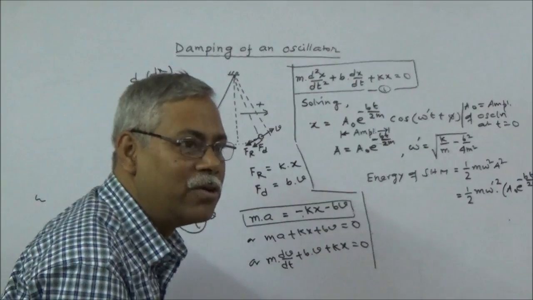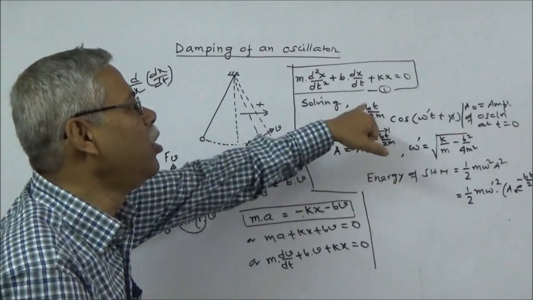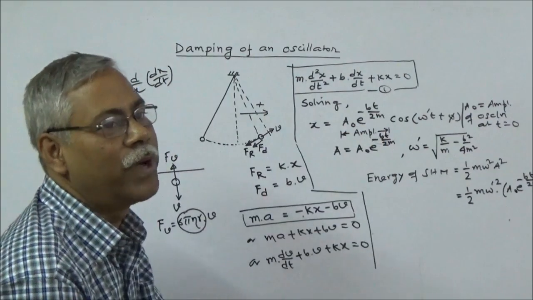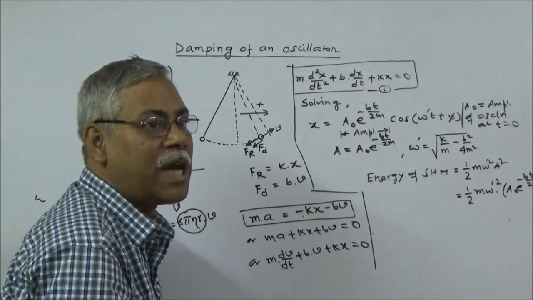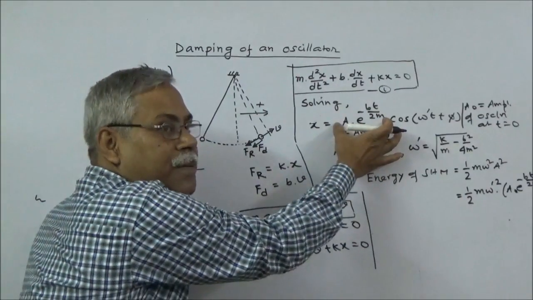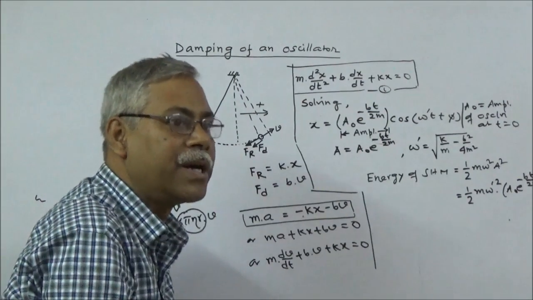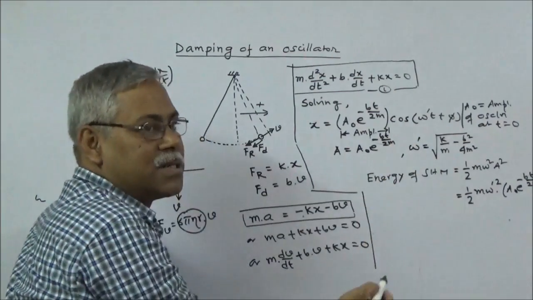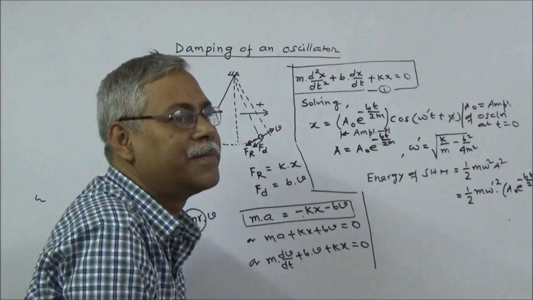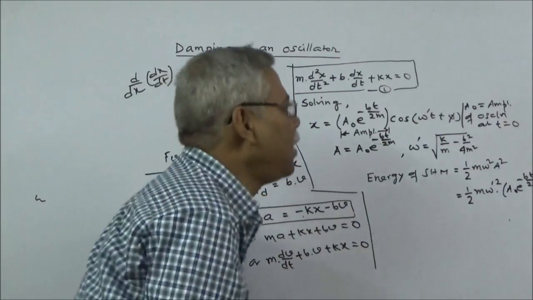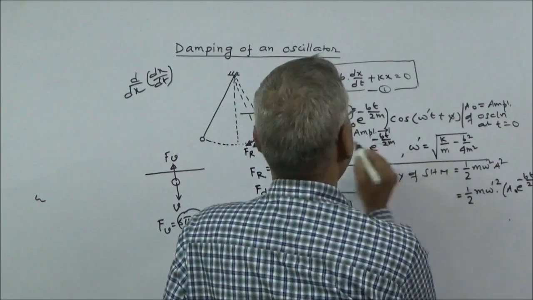Solution is not included in your syllabus, you only learn the result. Solving, x is how much? A naught into e to the power minus bt by 2m cos(omega dash t plus phi). Okay, A naught is the initial amplitude, meaning amplitude of oscillation at t equal to 0. This is the amplitude part. You can see amplitude is a function of time. As time increases, amplitude decreases. And this omega dash has this expression: root over k by m minus b square by 4m square. So you will memorize these two. This is important. Box this.